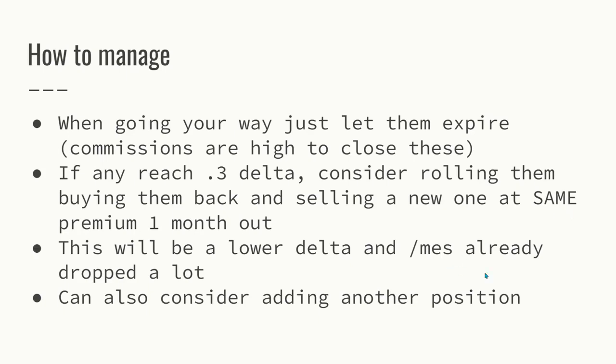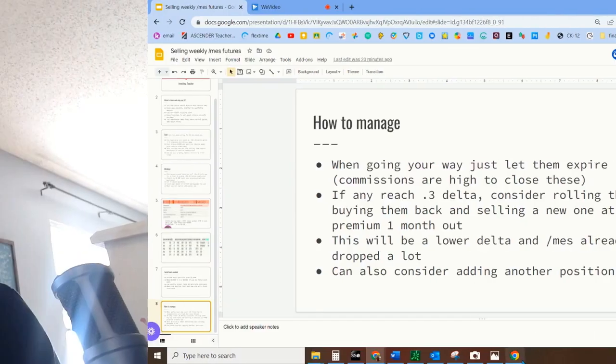And you could also consider adding another position at this point if you have the funds for it, because MES dropped quite a bit to go from 0.03 to 0.3 delta. There's a good chance that it's near one of its lows, and then you could sell another one, and there's a good chance of mean reversion, and MES might bounce back or at least stay where it is. All right, so that's the basics of the strategy.